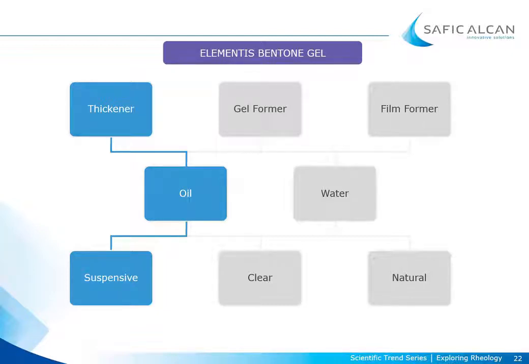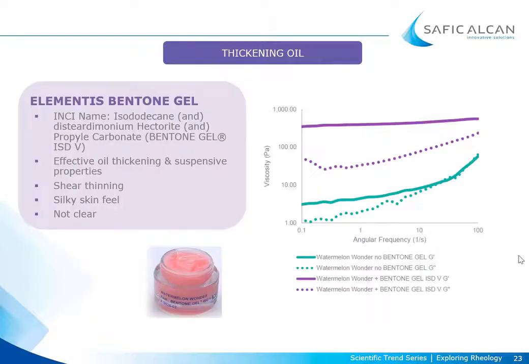With Elementis Benton Gel, we moved to a 100% oil phase system. By the way, we receive more and more requests from formulators to help them thicken oil. In fact, Elementis Benton Gel offers effective oil thickening and suspensive properties. It has shear thinning properties and provides a very nice silky feel on skin.